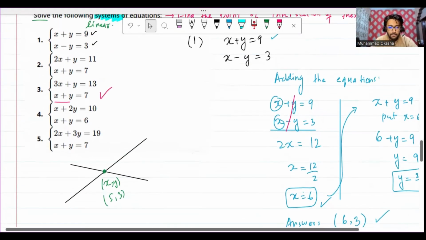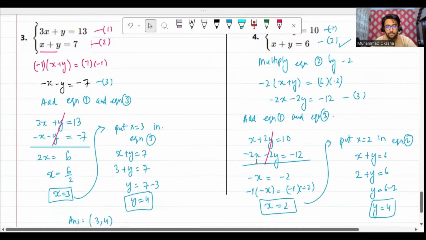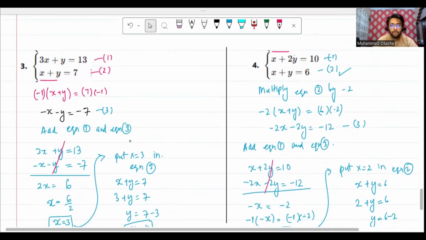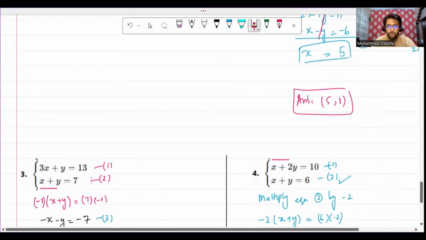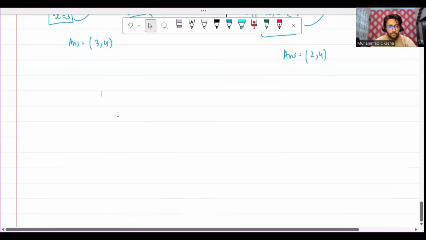Let's do the last one, number 5. And this time, I'm going to cancel out x, because we've been canceling out y. We canceled out y over here, we canceled out the y over here, we canceled out the y over here. Let's try canceling out x. Let's see if it works.